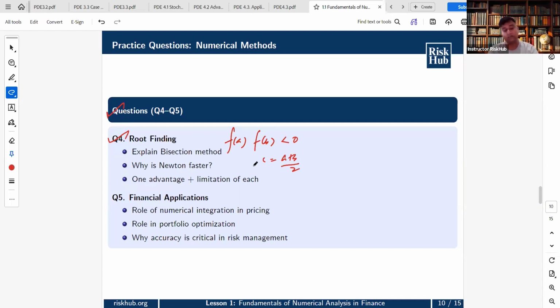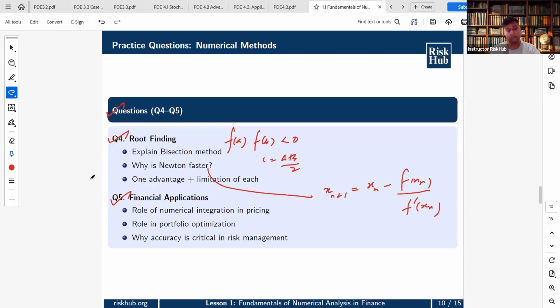Why is Newton faster? Because Newton uses slope information, right? In Newton's method, x(n+1) is equal to x(n) minus f(x(n)) divided by f dash x(n). Because it uses the derivative, it can jump closer to the root much faster. Bisection: the advantage is guaranteed convergence if a sign change exists. Newton-Raphson is very fast near the solution. The financial example is implied volatility. For bisection, the practical rule is that it is a safe fallback method. Newton-Raphson is the fast production method when Vega is reliable, right?